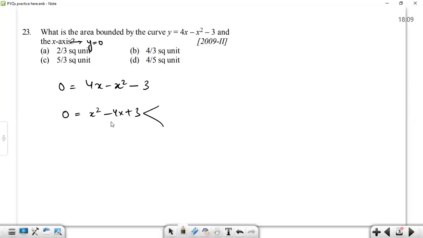Now its roots: two numbers whose sum is plus 4 and whose product is 3. So 3 and 1 simply. If we add these two numbers, it gives us 4. And if we multiply these, it gives us 3. So we can re-represent this in this form. Yes, it is the same quadratic equation. Now taking x common.